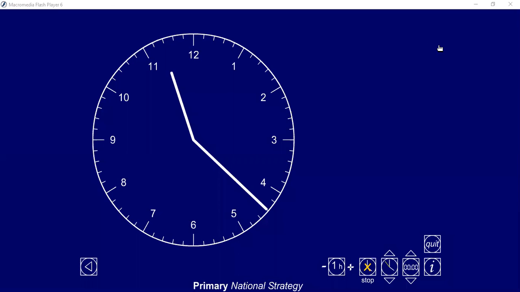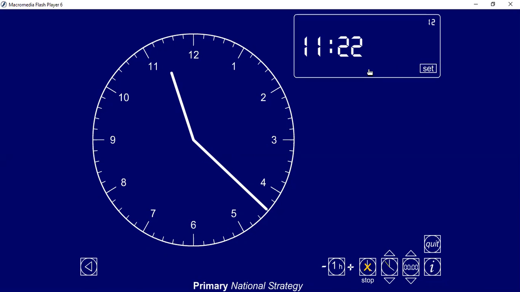Okay, so I have here an analog clock and this is a digital clock. Both of them show the same time. Okay, but let's remind you of minutes and seconds. If you remember, 1 hour is equal to 60 minutes. Keep that in mind. 1 hour is equal to 60 minutes.